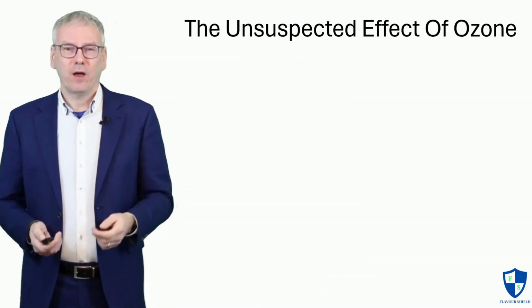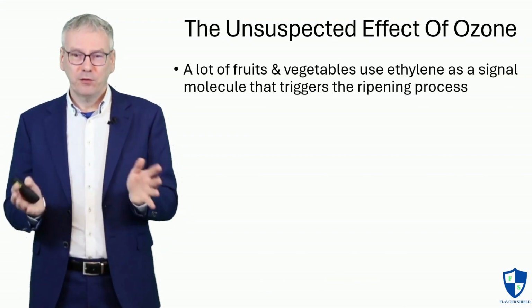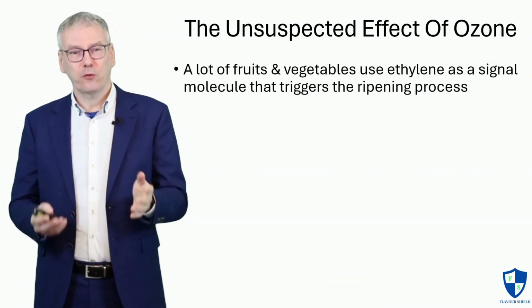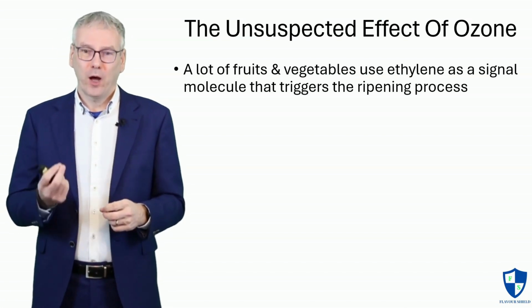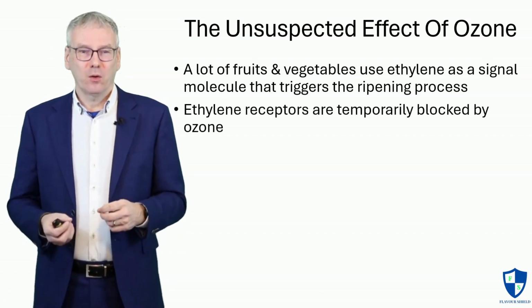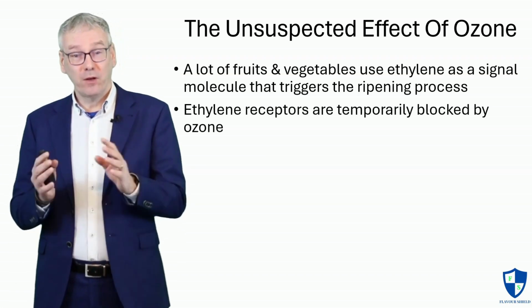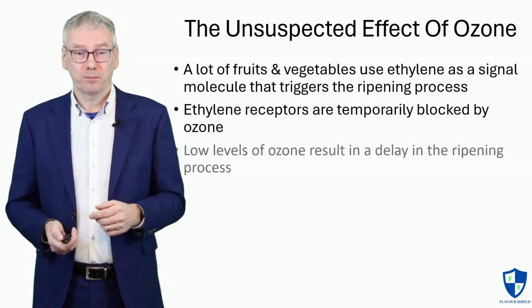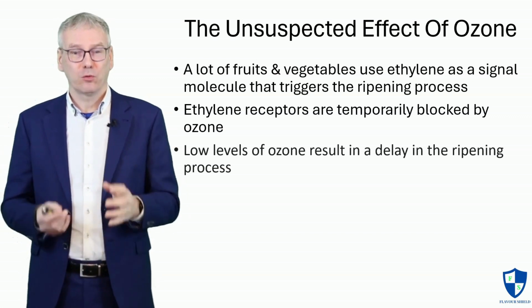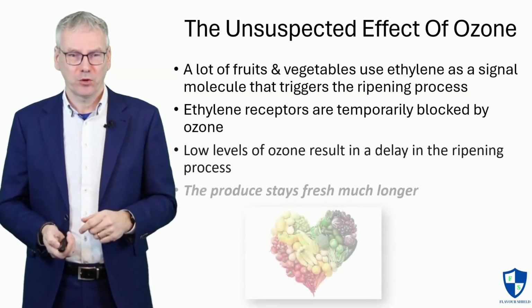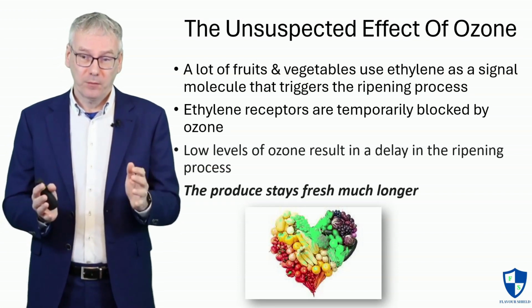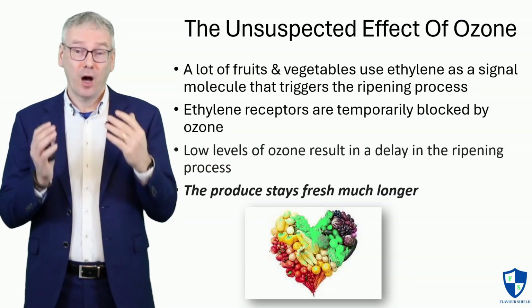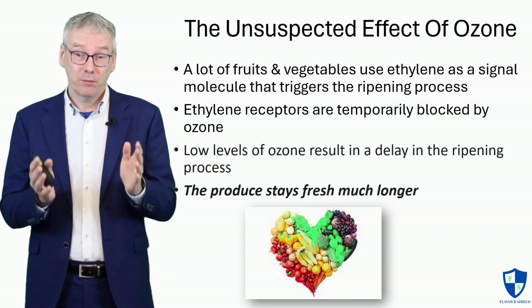But there's an unsuspected effect of ozone. And this effect relates to the fact that a lot of fruit and vegetables use ethylene as a signal molecule to trigger the ripening process. And as it turns out, these ethylene receptors are temporarily blocked by ozone. And the low levels of ozone that we use already result in a delay of the ripening process. And this way, the produce stays fresh much longer. And we can achieve 30 to even 100% longer shelf life with maintaining freshness.